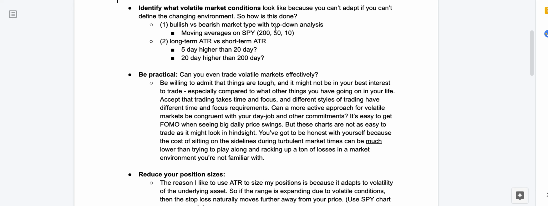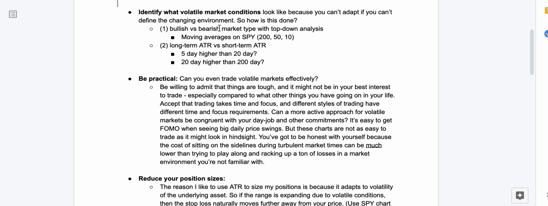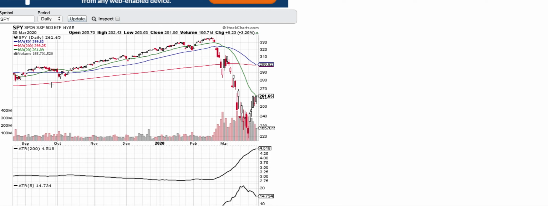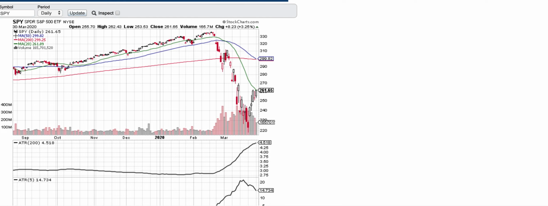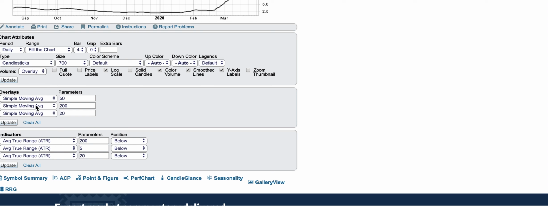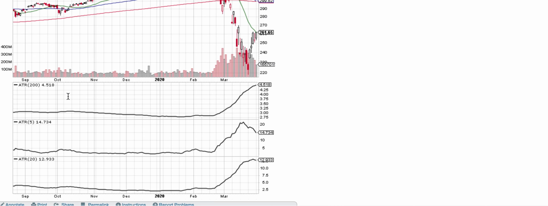So typically I like to classify markets as bullish or bearish or sideways, and volatile or calm. Now, for the first part of this, bullish or bearish, I like to look at moving averages on one of the major indexes. So in this case, the SPY ETF works quite well. I've just pulled that up over on stockcharts.com, and you can see I have the 50, 220-day moving averages. And these are just configured down at the bottom of the chart here. Most charting platforms will have these.